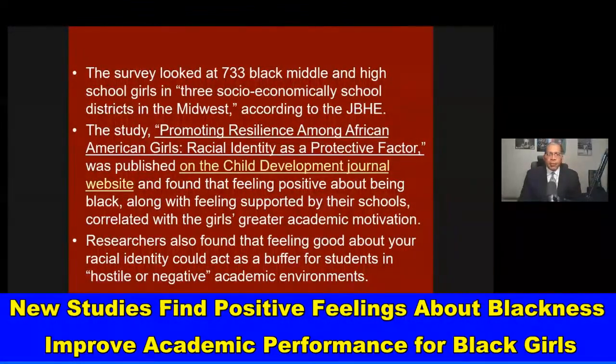diverse school districts in the Midwest. The study, called Promoting Resilience Among African American Girls, Racial Identity as a Protective Factor, was published on the Child Development Journal website, and found that feeling positive about being Black, along with feeling supported by their schools, correlated with the girls' greater academic motivation. Researchers also found that feeling good about your racial identity could act as a buffer for students in hostile or negative academic environments.